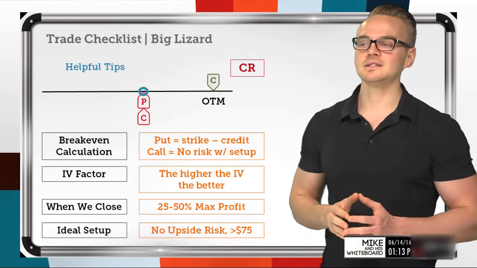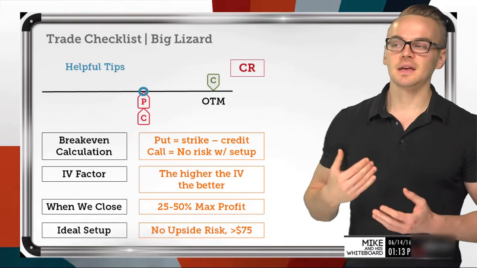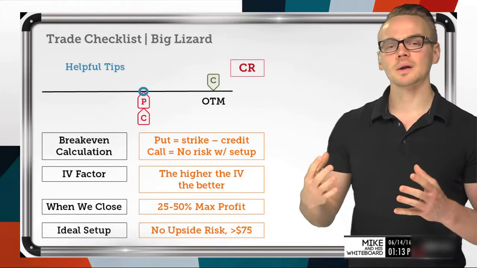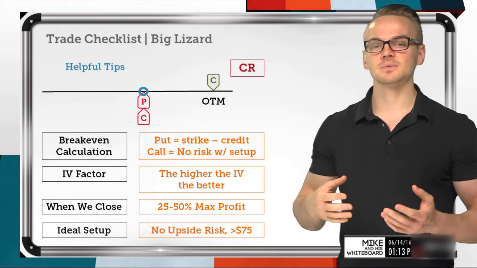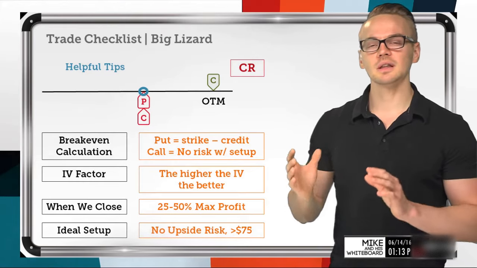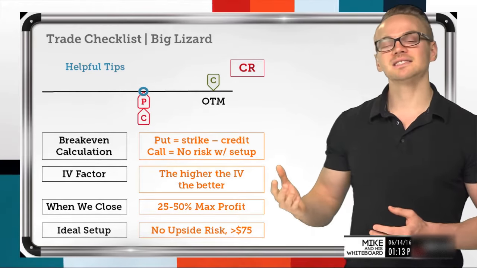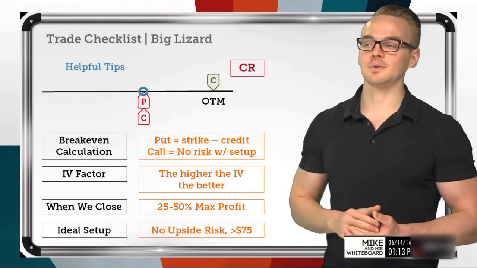And with our ideal setup where we have no upside risk, it's definitely good to remember that and really ingrain it in our brains, because when we have these strategies, we don't want any risk to the upside. We want to eliminate directional movements and where directional movements can hurt us. And that's exactly what we can do by just setting it up correctly.